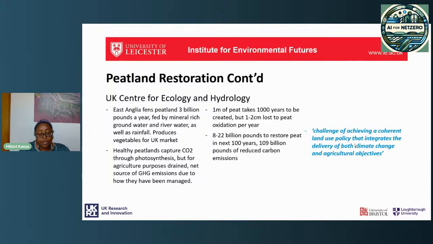And this largely has to do with the water table depth, but not only. One meter of peat takes about 1,000 years to be created, but 1 to 2 centimeters is lost due to oxidation every year. That shows you that there's also a gradual degradation taking place of the peatland as a result of intensive agricultural activities, the drainage that has been happening, as well as other elements and practices that may be harmful to the environment.